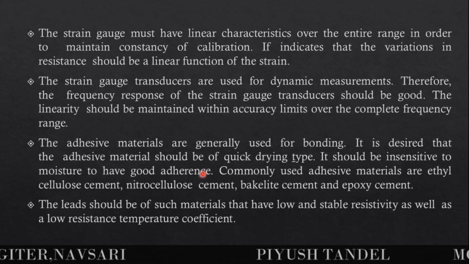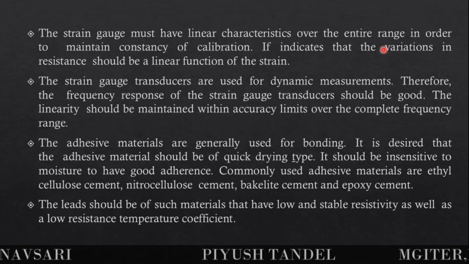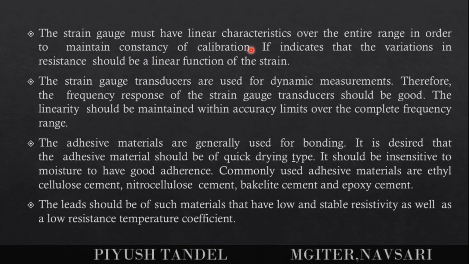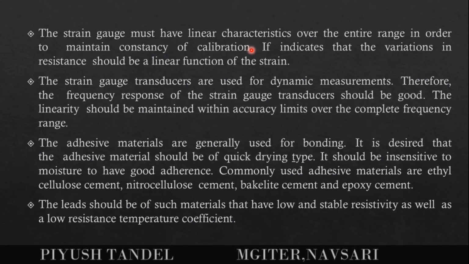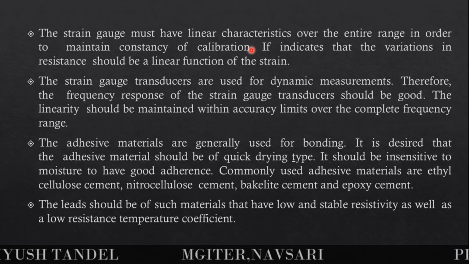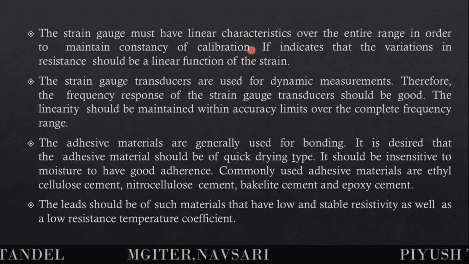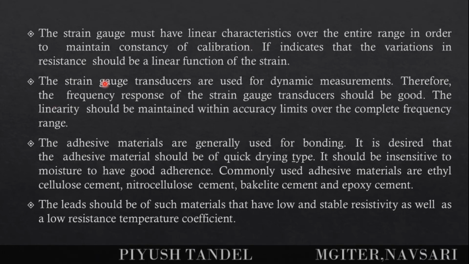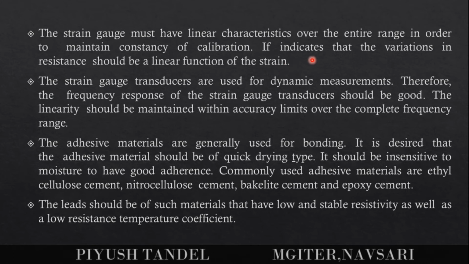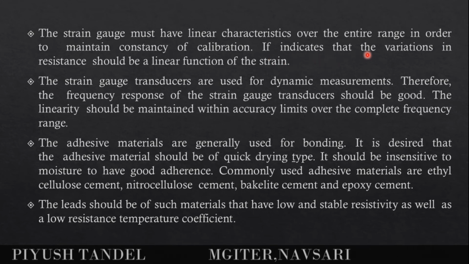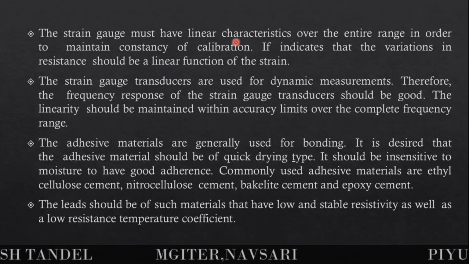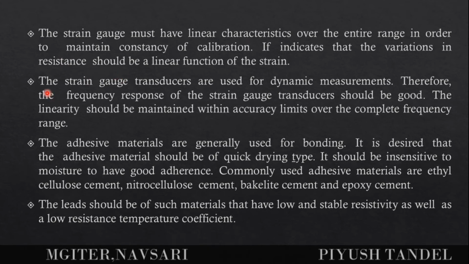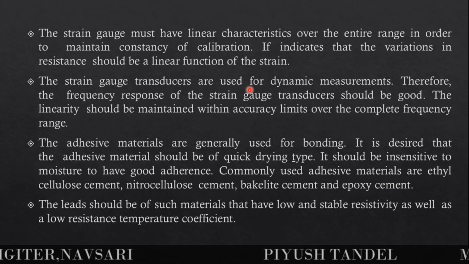Then after, the strain gauge must have linear characteristics over the entire range in order to maintain consistency of calibration. Okay, whenever we change our input, our output also needs to change, and we know what linear characteristics are, right? So our strain gauge should have linear characteristics for a better result. Because the characteristics need to be linear, the variation in the resistance should be a linear function of the time.